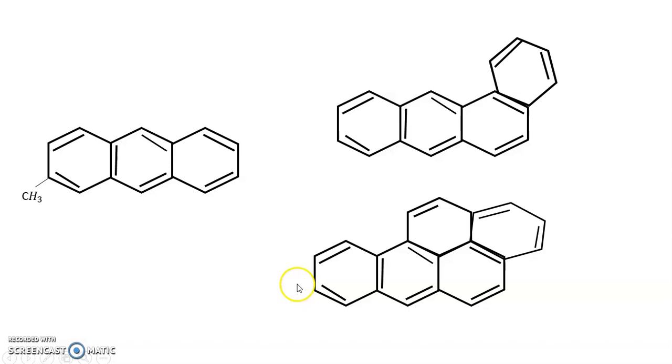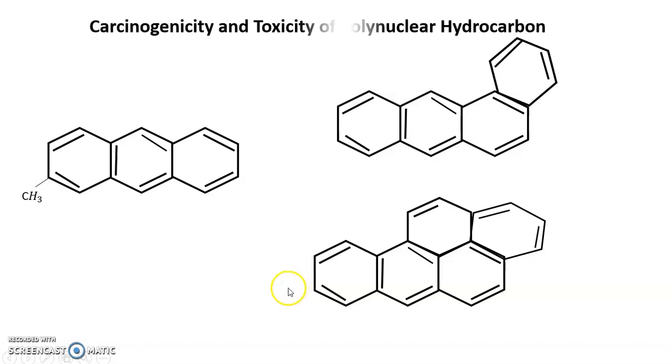Carcinogenicity and toxicity of the polynuclear hydrocarbons. Most polynuclear hydrocarbons are carcinogenic in nature. It has been observed that people who work under prolonged exposure to coal tar tend to suffer from skin cancer. A group of British chemists found that high boiling fluorescent fractions of coal tar produce cancer.